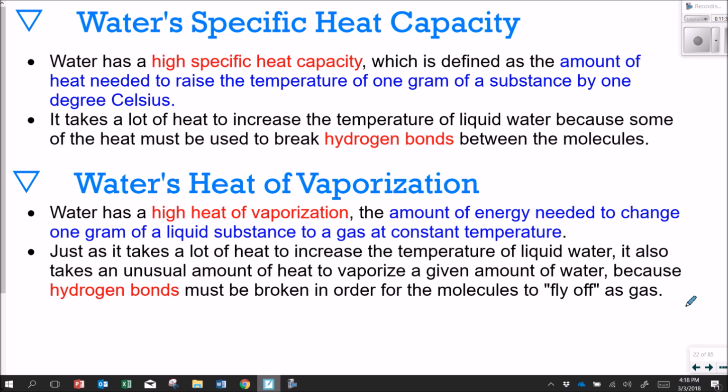Water also has a high heat of vaporization. This is the amount of energy needed to change 1 gram of a liquid substance to a gas at constant temperature. Just as it takes a lot of heat to increase the temperature of liquid water, it also takes an unusual amount of heat to vaporize a given amount of water because hydrogen bonds must be broken in order for the molecules to fly off as a gas. So hydrogen bonding again explains it.